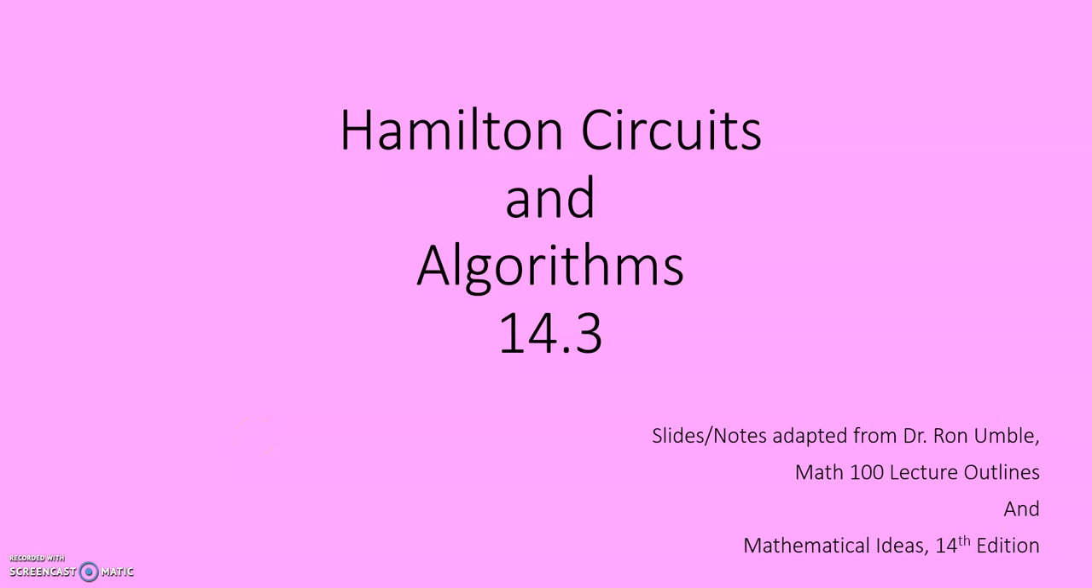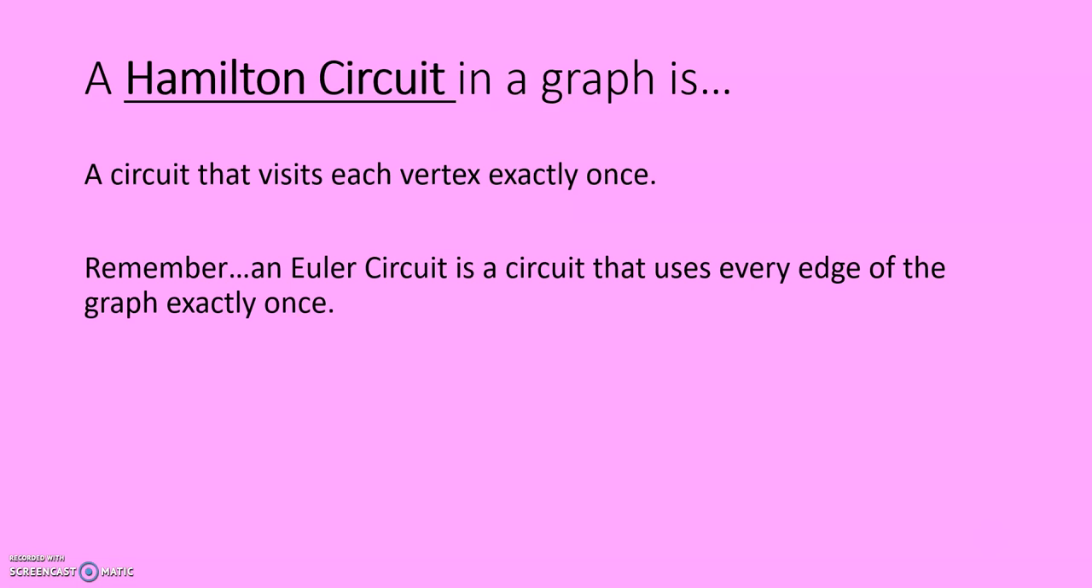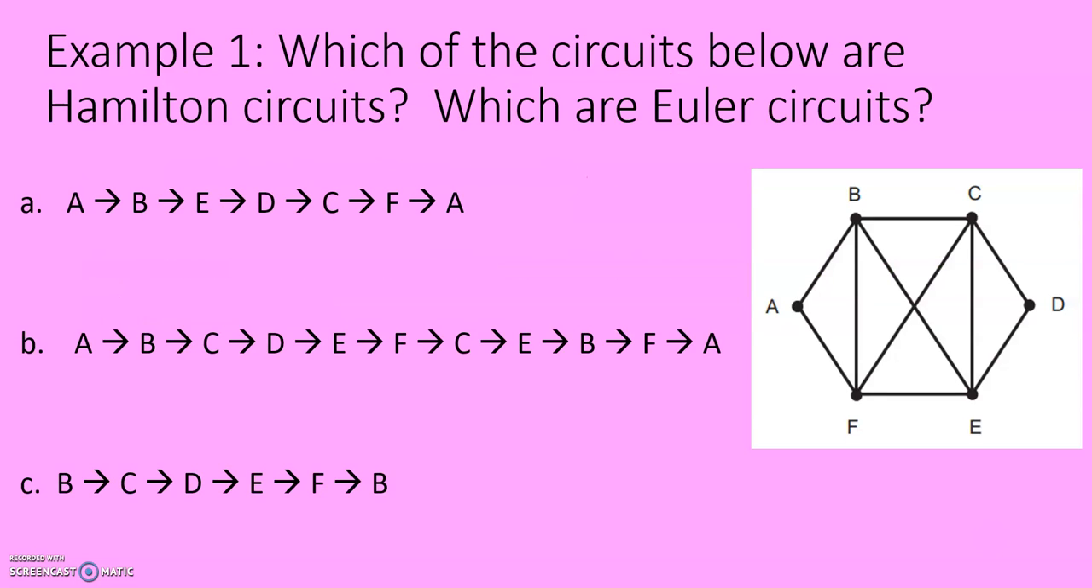Section 14.3, Hamilton circuits and algorithms. A Hamilton circuit in a graph is a circuit that visits each vertex exactly once. Remember, an Euler circuit is a circuit that uses every edge of the graph exactly once. So let's think which of the circuits below are Hamilton circuits and which are Euler circuits.